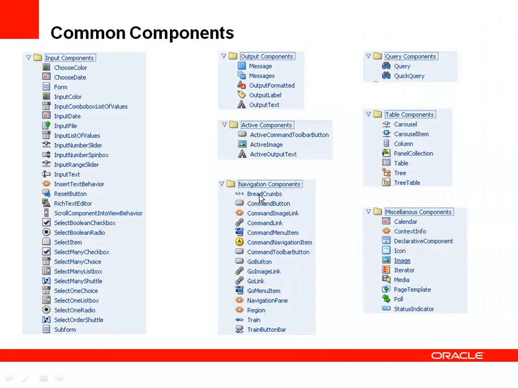Common components is where you'll find the majority of the ADF Faces components. Those are the components that you use to display information, update information, and invoke various operations in the page. They include input components with various types of components that allow you to insert or update data, output components allowing you to display information, active components that allow you to use push to update the content of them dynamically, navigation components that allow you to navigate between pages as well as invoke various operations, query components that allow you to search information, table components allowing you to show collections of information, and various other miscellaneous components.